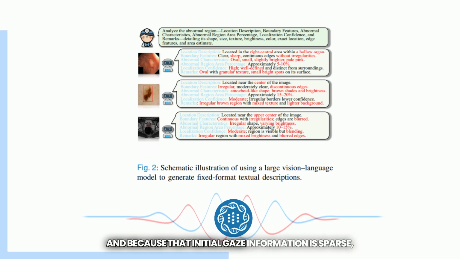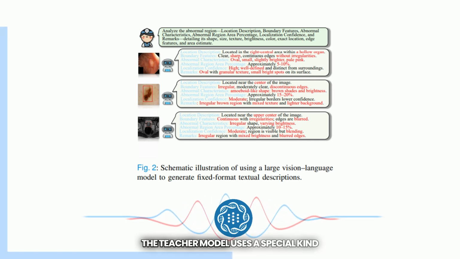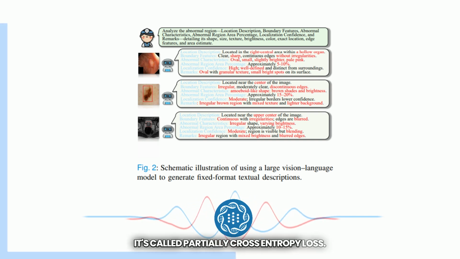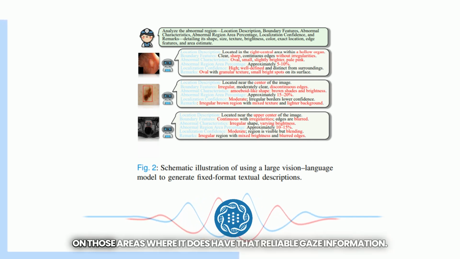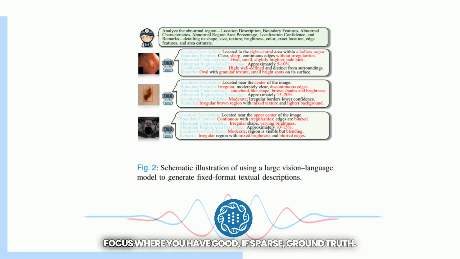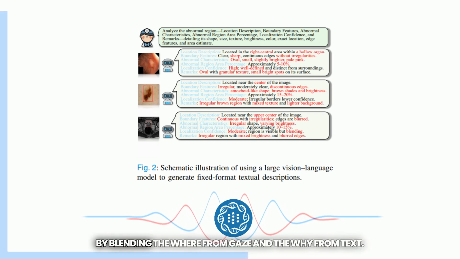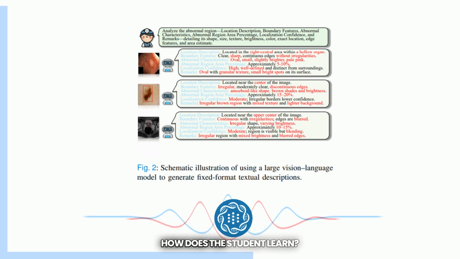And because that initial gaze information is sparse, it only covers parts of the image. The teacher model uses a special kind of loss function, a way of measuring error. Right, it's called partially cross-entropy loss. It essentially tells the model to focus its learning primarily on those areas where it does have that reliable gaze information. Okay, that makes sense. Focus where you have good, if sparse, ground truth. So the teacher gets this initial refined understanding by blending the where from gaze and the why from text. Now, how does it pass this knowledge on? How does the student learn?